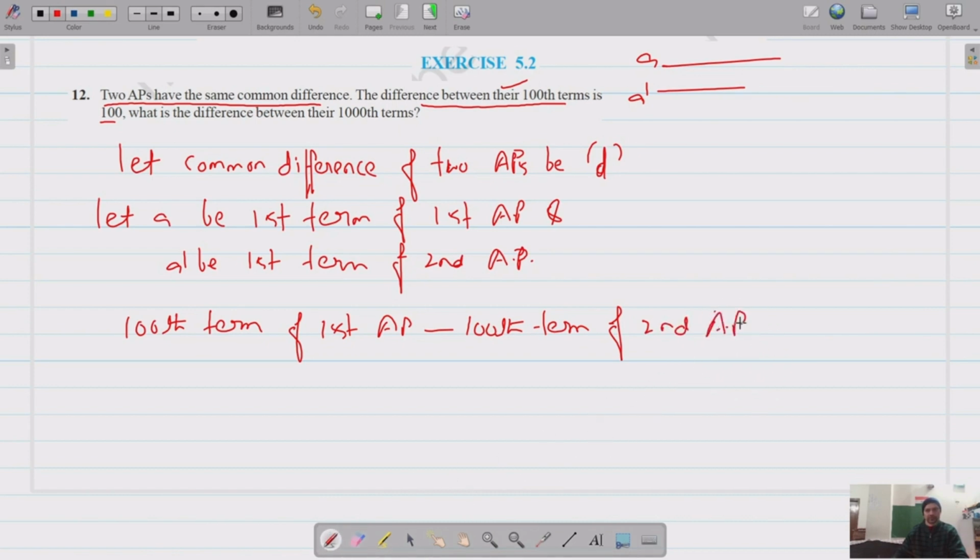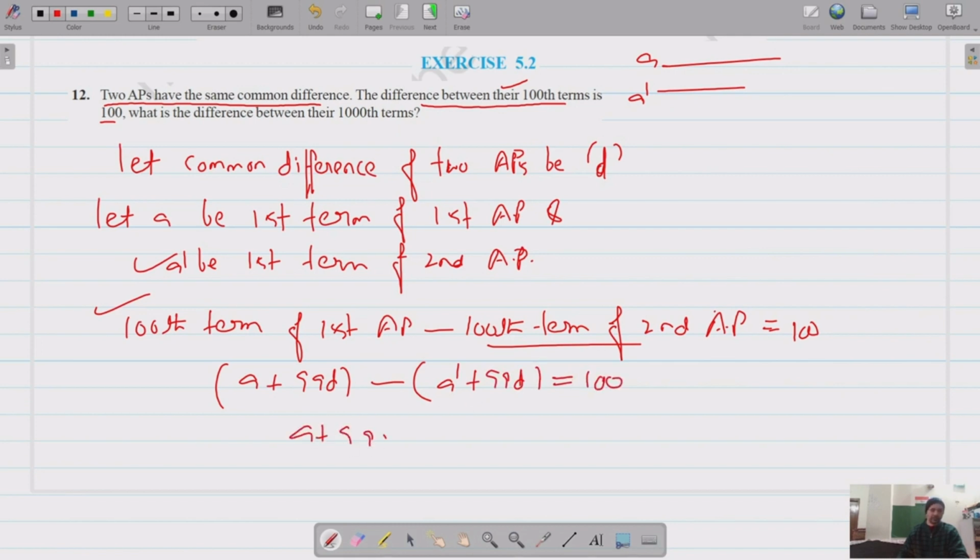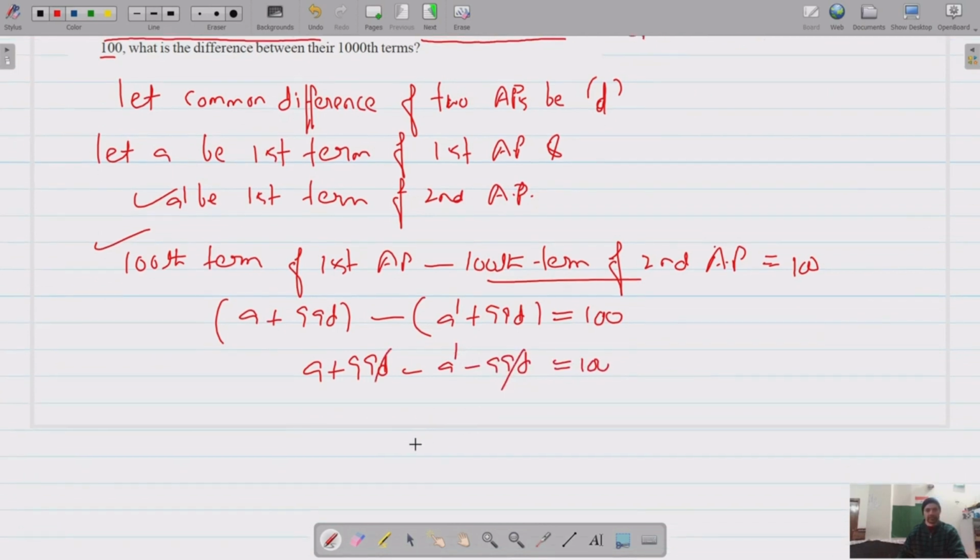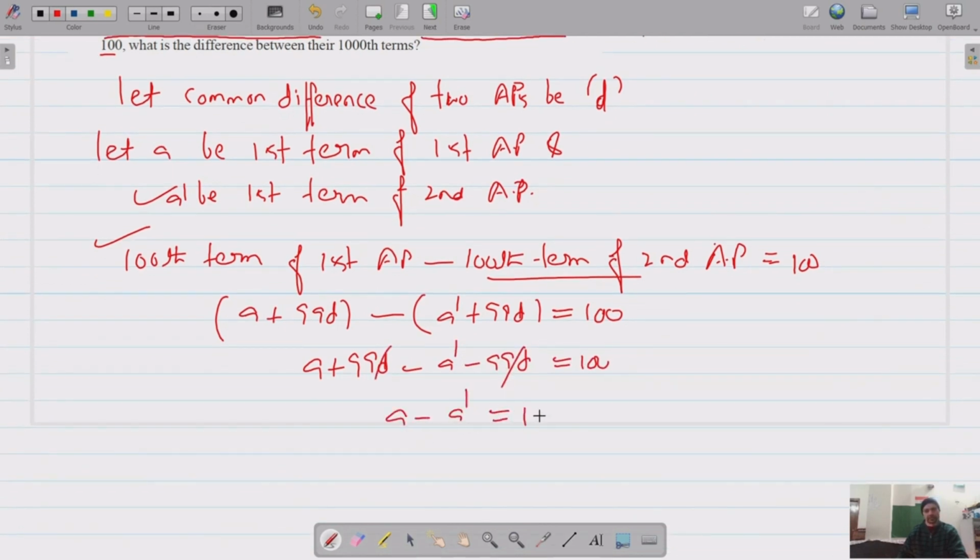So the 100th term of the second AP is 100. The 100th term of the first AP means A plus 99D, and the 100th term of the second AP is A dash, because its first term is A dash, plus 99D, is equal to 100. If we open up the bracket, it's A plus 99D minus A dash minus 99D is equal to 100. This gets cancelled, and now A minus A dash is 100. So let's say this is our result 1.